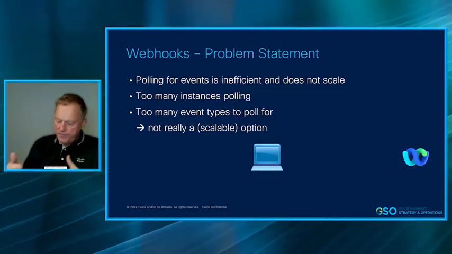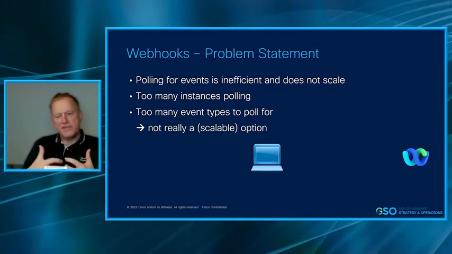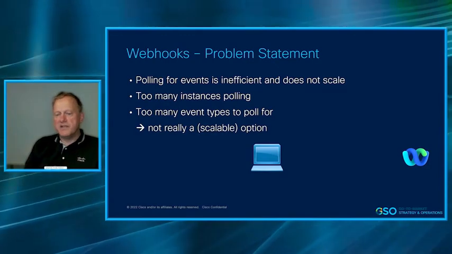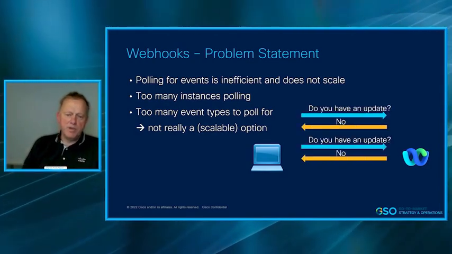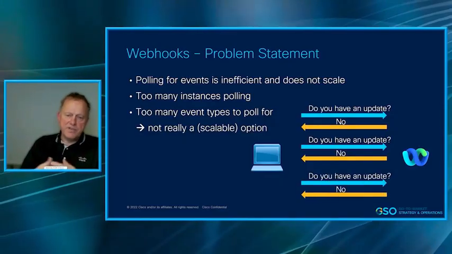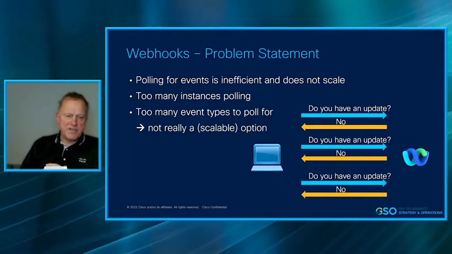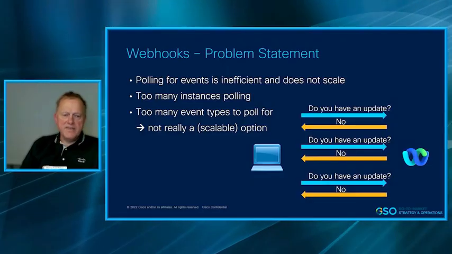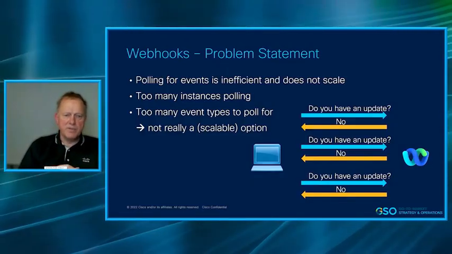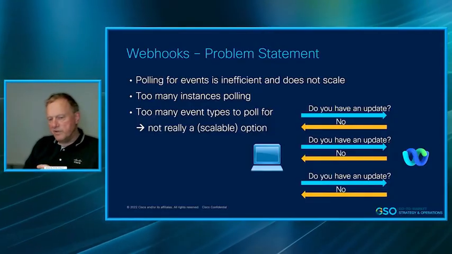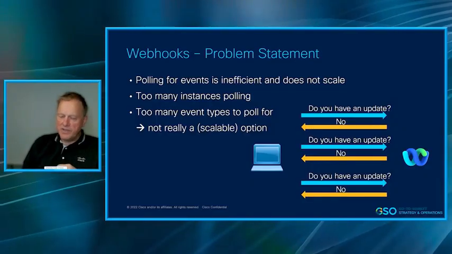So what if you want to be on top of events, stuff that's happening on the cloud side, in this case in Webex? You could basically go in there and use polling, right? Every 2 seconds, just call an endpoint and ask whether there's an update, and then you get the no answer. This is obviously not scalable. If you have too many instances polling and too many events to poll for, this is definitely not the way to do it. So we need something else.